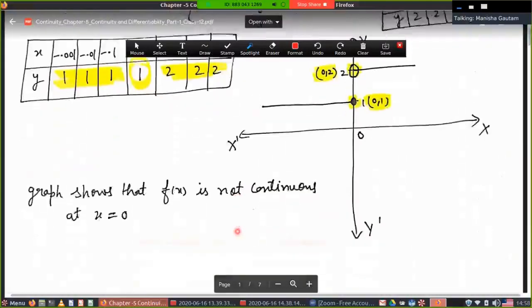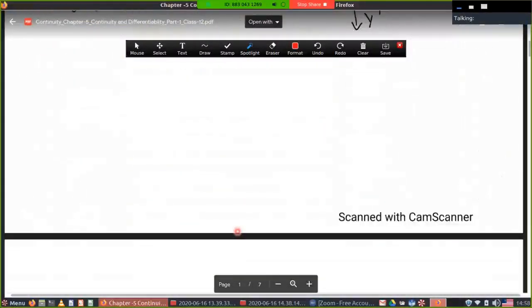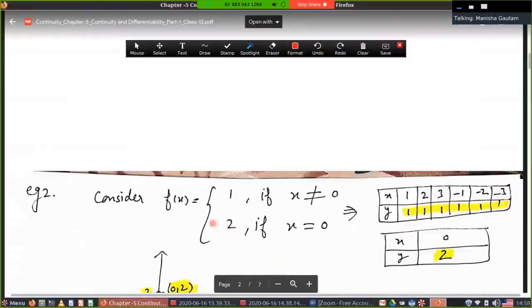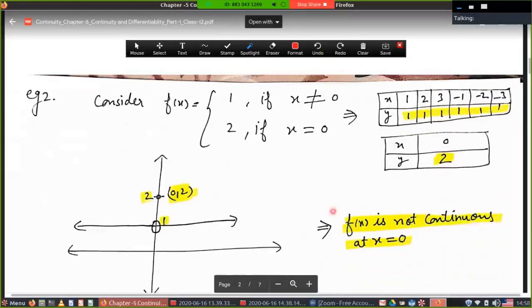Now let's take the second example. Consider the function f(x) equal to 1 if x is not equal to 0. If x is 0, then y is equal to 2. It means you can plot the graph by making a table or without making a table. This is your wish. Here I have plotted the table. x is 0, y is 2. If x is not 0, other than 0 values, then y will be equal to 1. It means at x equal to 0, y is 2.